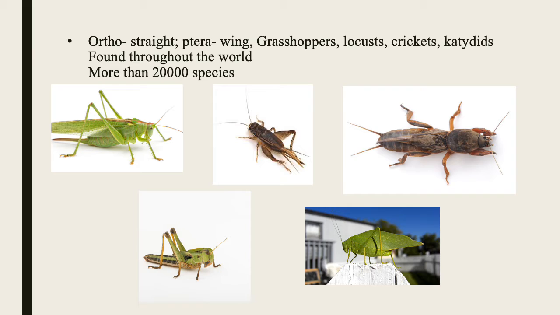So let's begin. Ortho means straight and terra means wings. When the insects have straight wings, such are known as the orthopterans. These include grasshoppers, locusts, crickets. This is a katydid. This is a mole cricket. So more than 20,000 species of orthopterans have been identified till now.